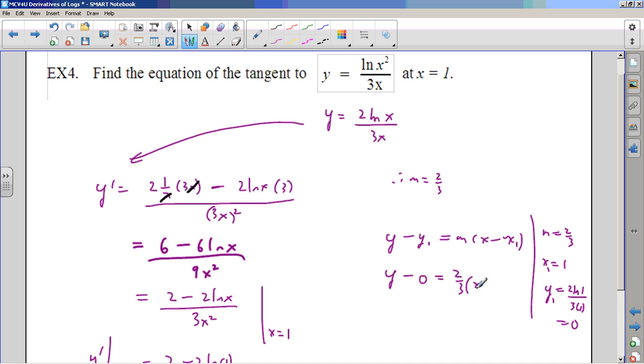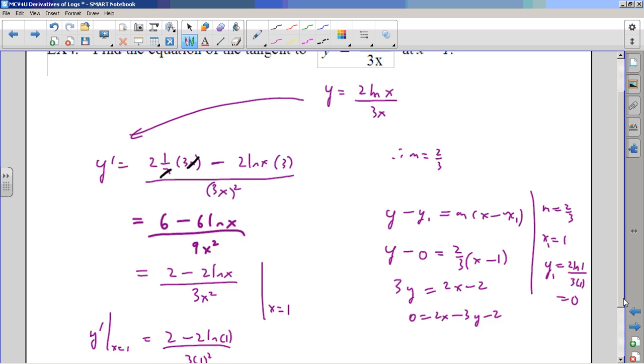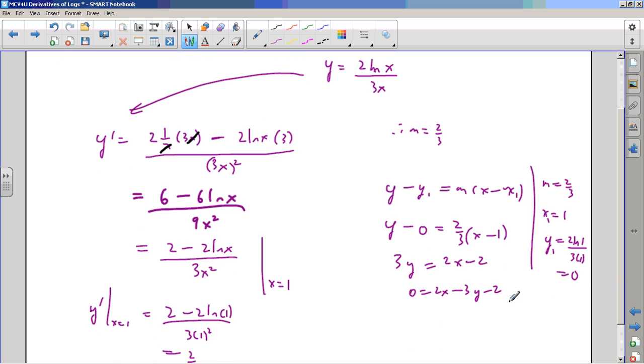y minus 0 equals 2/3 times x minus 1. I'm going to multiply by 3 to kill the fraction there, expand, and then I'm going to put this in standard form this time, just for funsies. And that's it. That's the required equation.